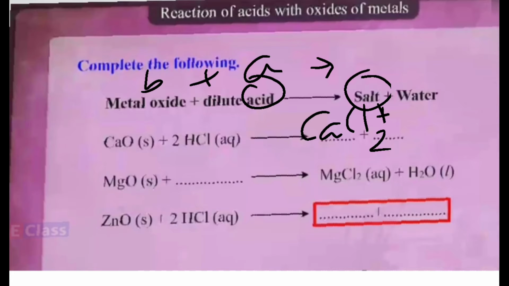Now here in the next example they have given us the salt and the water. They have given the name of the metal oxide. They want the name of the acid. So the acid which contains Cl. Which is that acid? Yes, it is HCl. But here Cl2 is there, so we should have 2HCl. Correct?